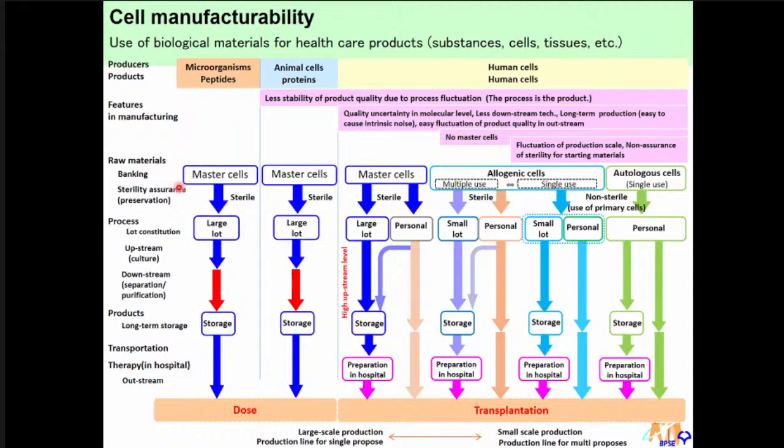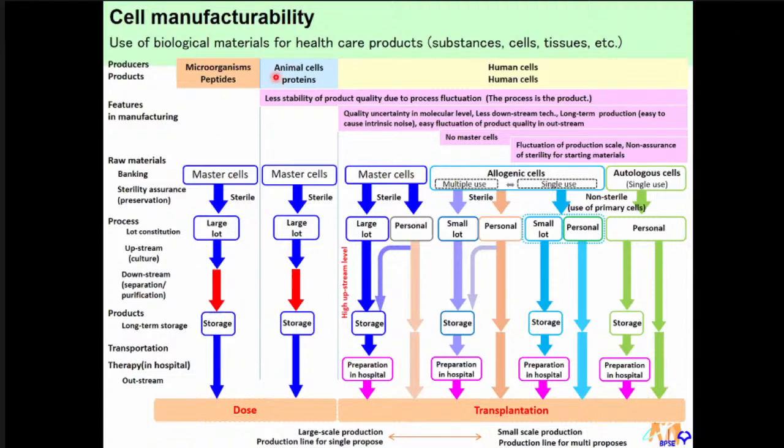In this case, if we want to prepare the peptide as a drug, first we need the master cells. We use the same cells, the same stock, every time for the production. Then sterile and large lots exist to start the upstream and downstream to purify the final product peptide, and also the storage, the transportation, and dosing into the patient. So this is a conventional system for the manufacturing of a drug using cells.